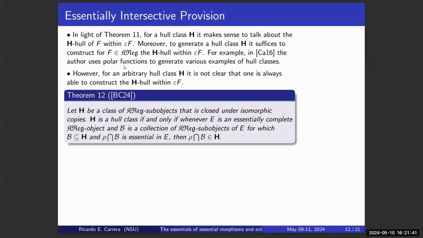All right, so the first one says the following. Let H be a class of kReg subobjects that is closed under isomorphic copies. H is a Hall class if and only if, whenever you take an essentially complete kReg object E, and B is a collection of kReg subobjects of E that belong to the Hall class, and you intersect them, and then apply the regular co-reflection, if that is essential in E, then in fact it belongs to the Hall class, okay?